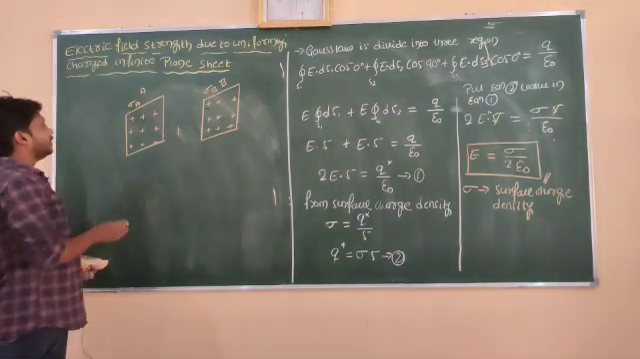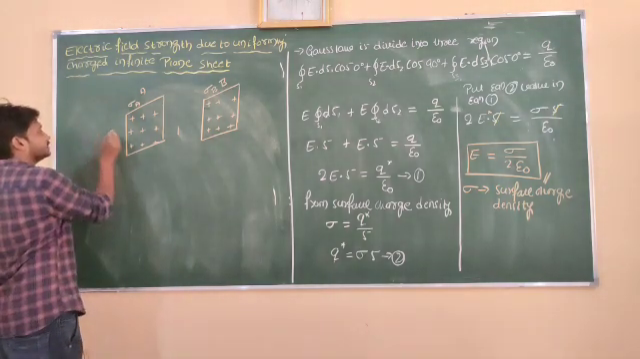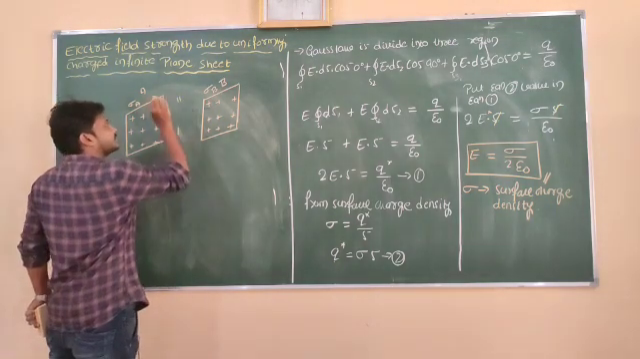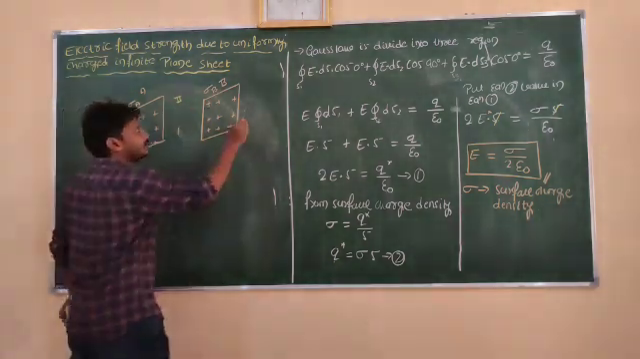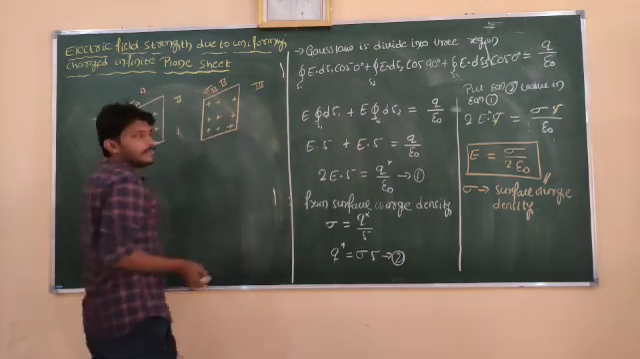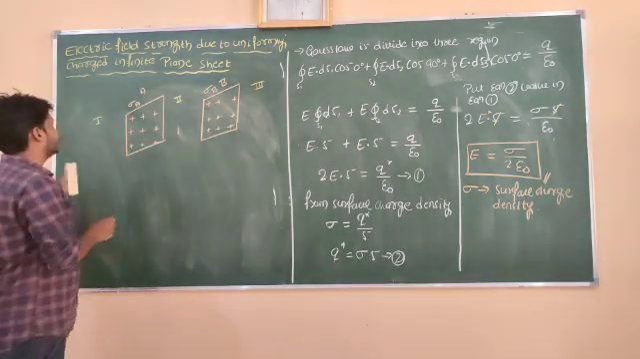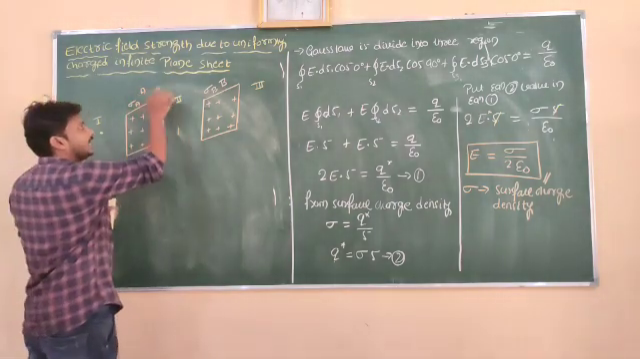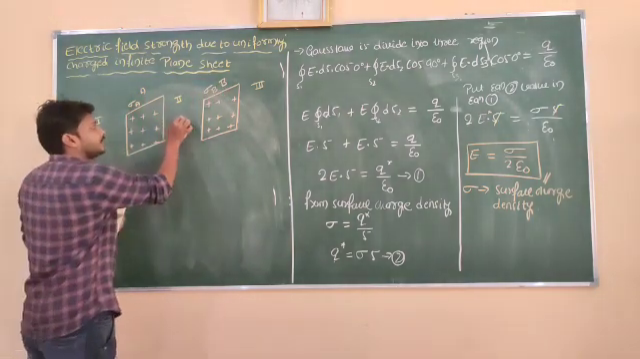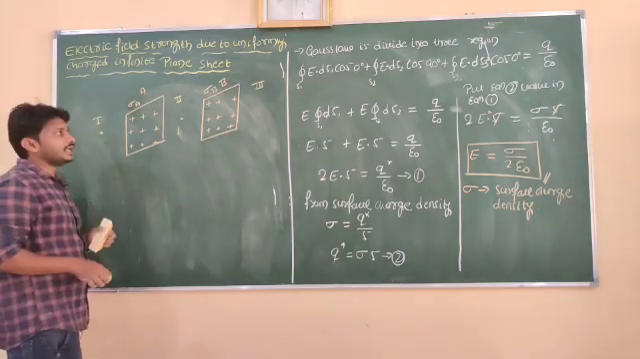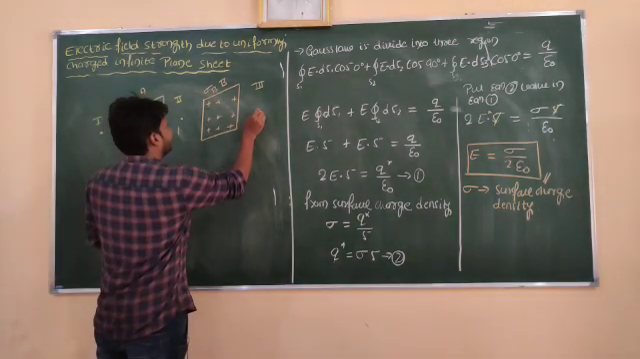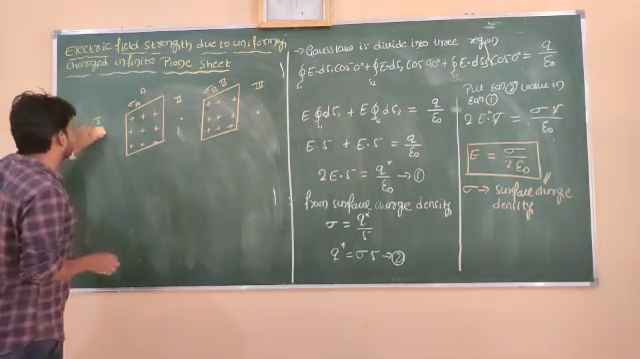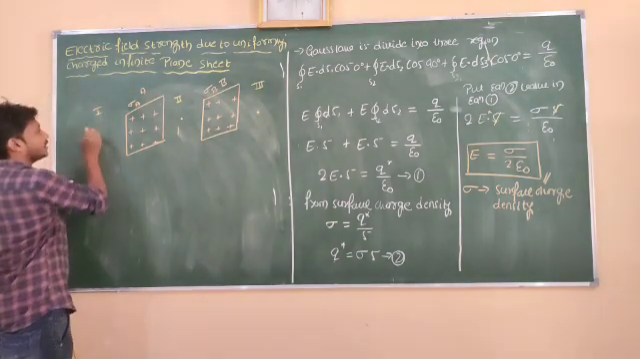Now let me choose the points here. For example, this is the first region, this is the second region, and this will be the third region. My interest is to calculate the value of the electric field in the first region due to plates A and B, the electric field in the second region due to plates A and B, and the electric field in the third region due to plates A and B.